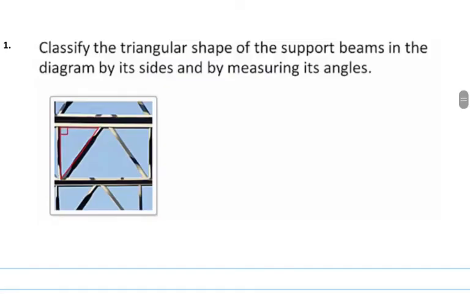All right, so let's get started with number 1. Classify the triangular shape of the support beams in the diagram by its sides and by measuring its angles. Taking a look at the picture, you can see that there's a triangle with a right angle symbol in the corner. So this is a right angle, which means that all of the triangles that are congruent to this would have right angles.